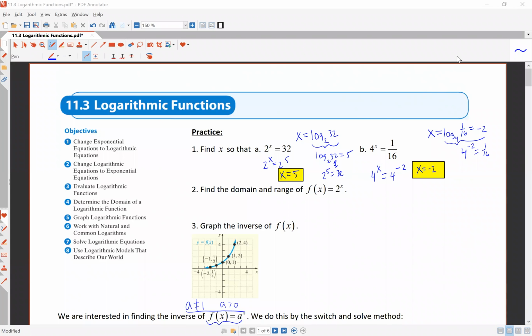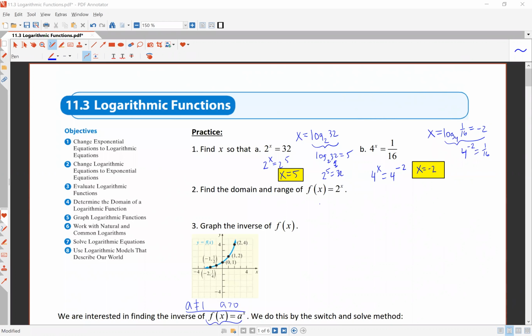This video covers 11.3 logarithmic functions. Objective 4, determine the domain of a logarithmic function. In preparation for determining the domain of a logarithmic function, we need to remember what the domain and range of an exponential function is.